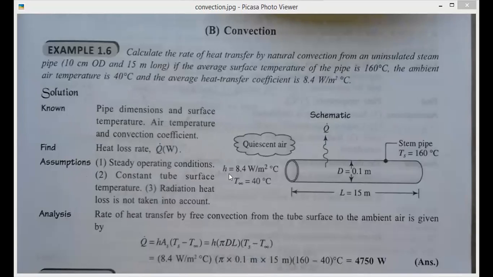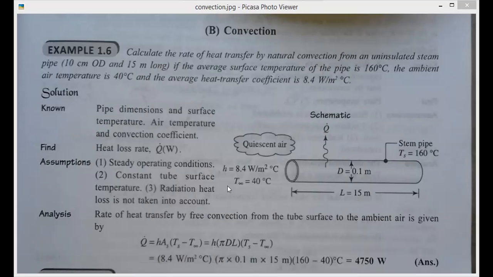So assumptions: obviously one, steady flow operating conditions, and two, constant tube surface temperature. So the surface temperature remains constant always throughout the length of the pipe. In practical cases, it will obviously differ, but if we vary this, the problem cannot be solved. So it is wise to assume that the surface temperature does not change throughout the length of the pipe, and radiation heat loss is not taken into account. Some heat loss due to radiation must be there, but we will not consider that.